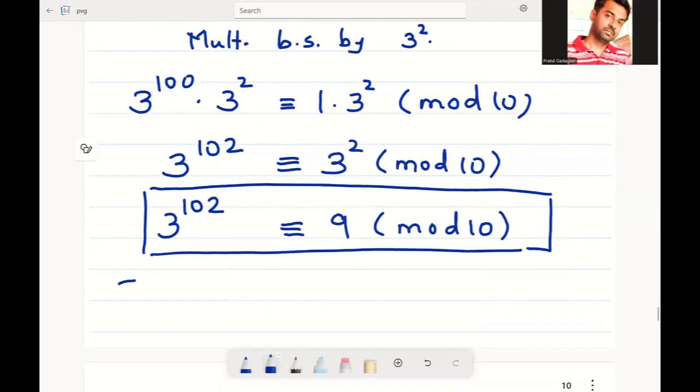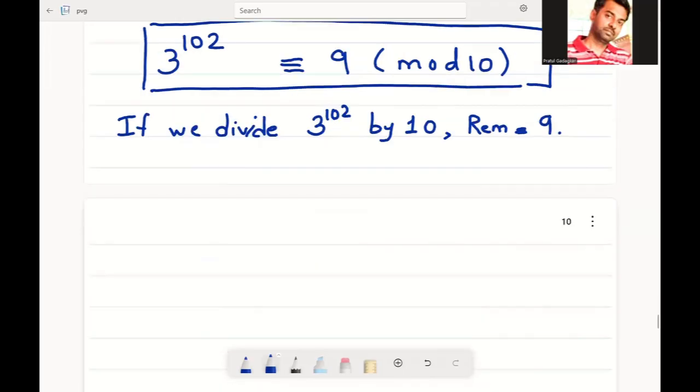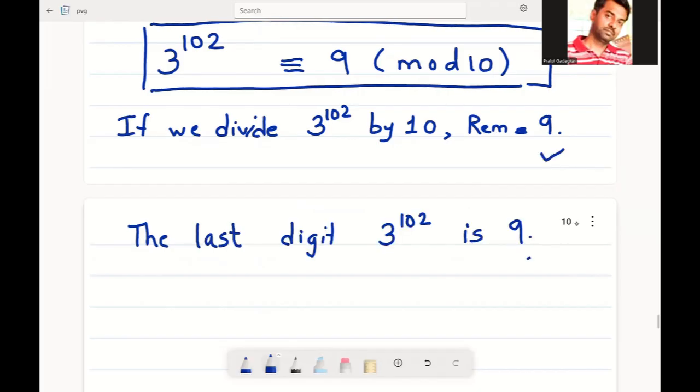This means that if we divide, what is the meaning of this? If we divide 3 raised to 102 by 10, the remainder is equal to 9, which means that the last digit of 3 raised to 102 is also 9. I hope these two statements are clearly understood.